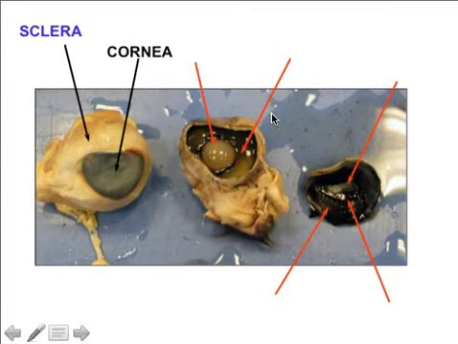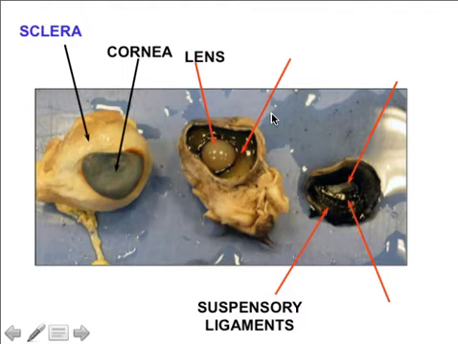Next up is the lens, and then down here you can see the suspensory ligaments, which are attached to the ciliary bodies, which again control the shape of the lens. Remember that the lens tends to be fat when objects are near in your view, when you're trying to focus for near, and the lens tends to be thinner in shape when the objects are further away.